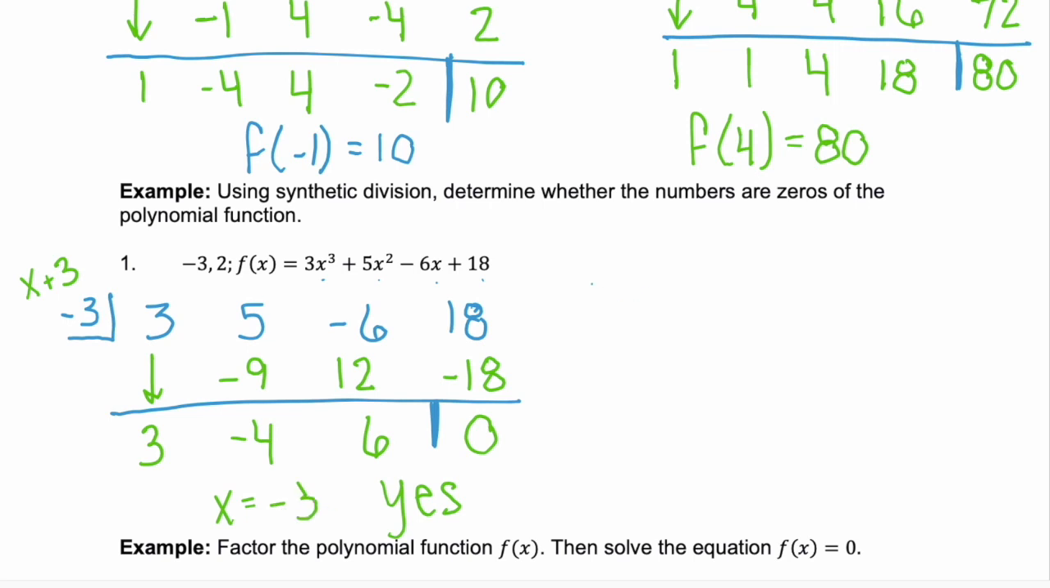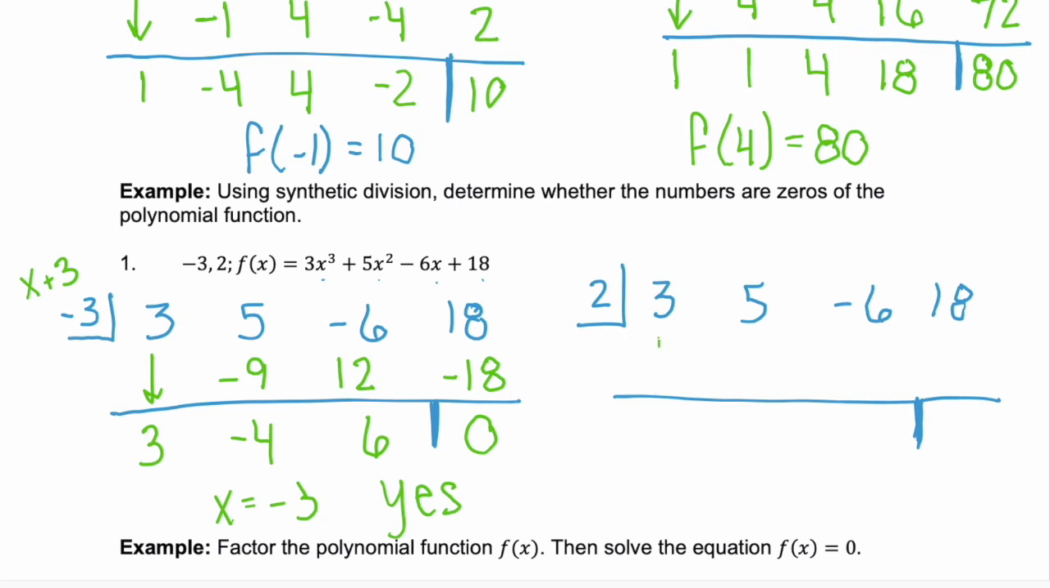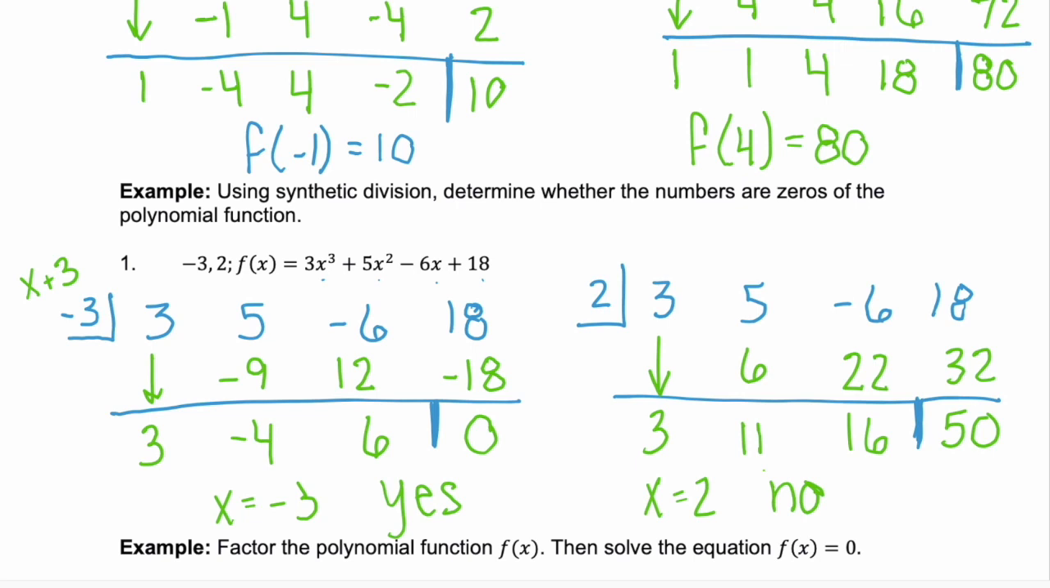Now let's check 2. So we put 2 in our synthetic division box, rewrite our coefficients, write that division line with the vertical bar at the constant. Step 1 is to bring down the first coefficient, then we multiply it by the divisor, add vertically, multiply by the divisor, add vertically, multiply by the divisor, add vertically. It does not equal 0, so no, x equals 2 is not a 0.